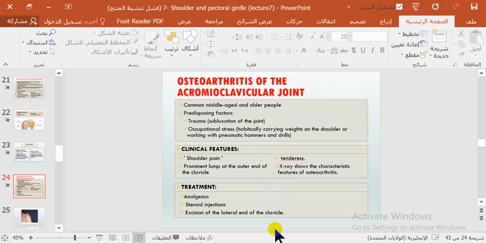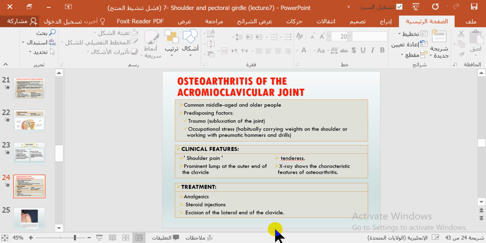Osteoarthritis of the acromioclavicular joint, common in middle-aged and old people. A predisposing factor is trauma in the form of subluxation of the joint, and occupational stress, habitually carrying a weight on the shoulder or working with pneumatic hammers and drills. Usually these laborers are liable for acromioclavicular joint osteoarthritis. So it is commonly on the right side in those who are right-hand dominant.